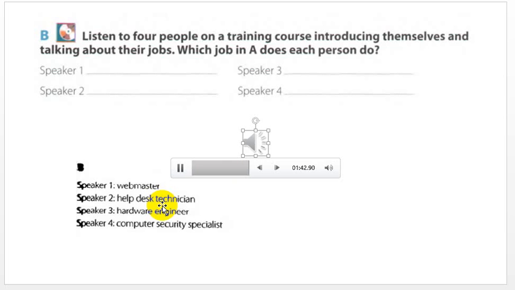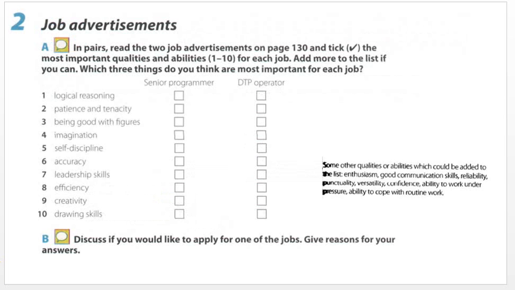Okay. The first one was webmaster, the second help desk technician, the third one hardware engineer, and the fourth one computer security specialist. Okay, job advertisement.